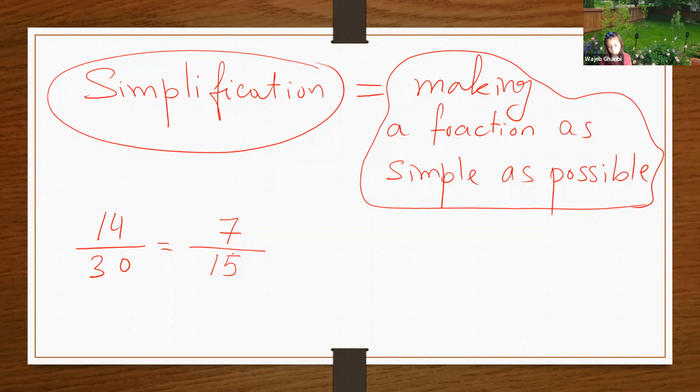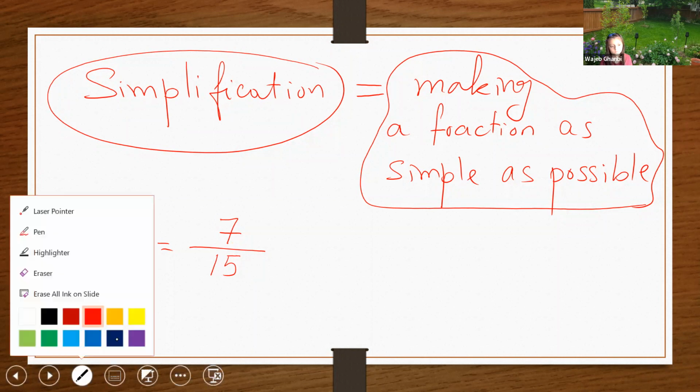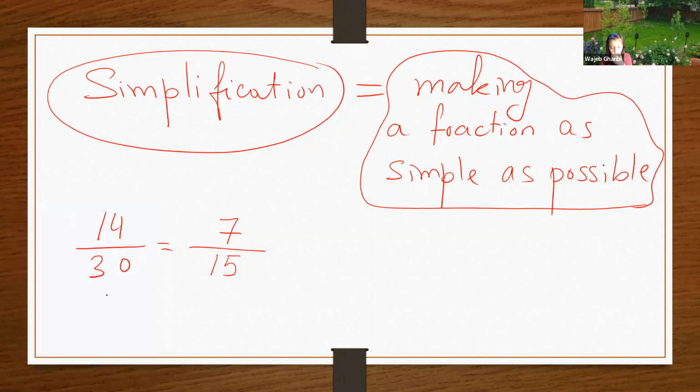Okay. How about, for example, any other number? Let me write, for example, here. How about this number, Maria? 25 over 125. Let us check. Can both be divided by 5? Yes. Why? Because it ends in 5.